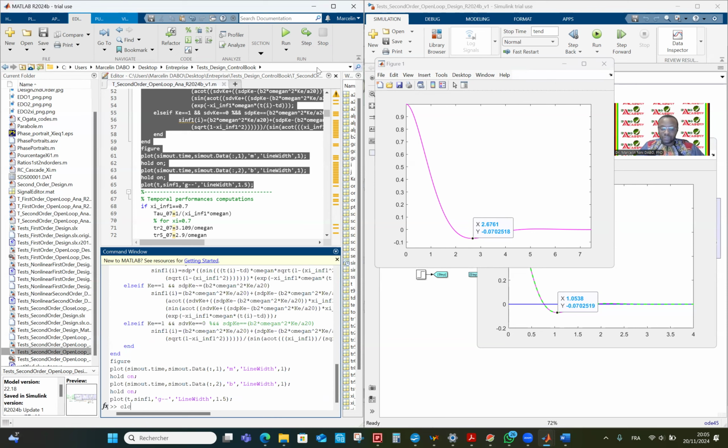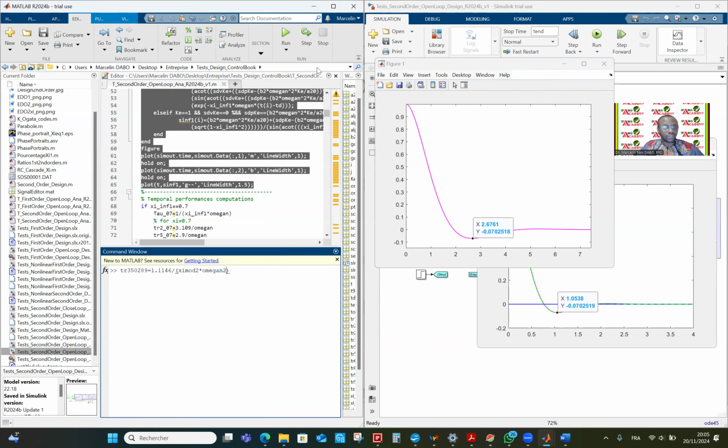If I clean everything and then I take the time response at this percentage that you have here, I will just call it X. At this percentage, the corresponding alpha on the magenta curve is 2.6761. If you say okay, so you have the time response that is equal to this, 1.07. This is the time response that we are supposed to have. Okay, and we have 1.05. It is not far. Because here what we have is 0.0702519, and here is a bit different.